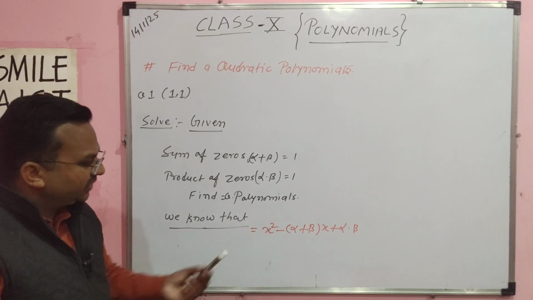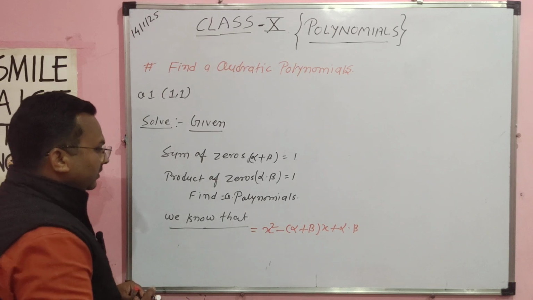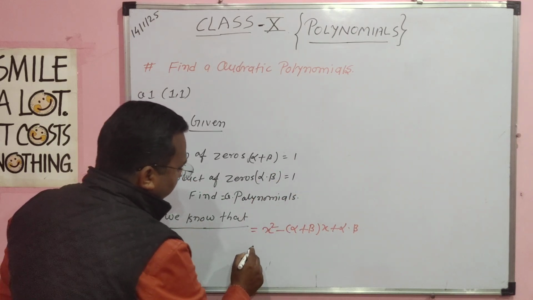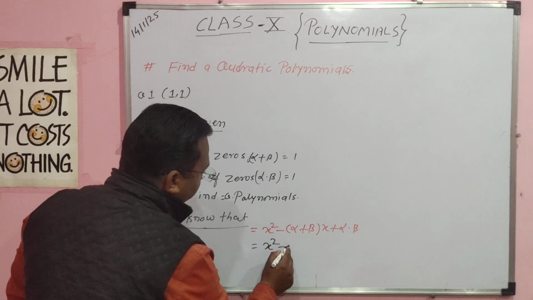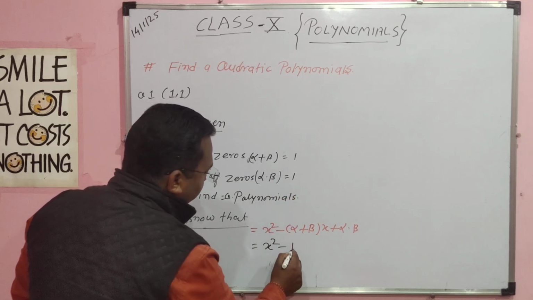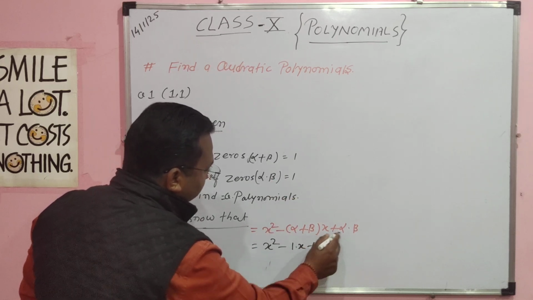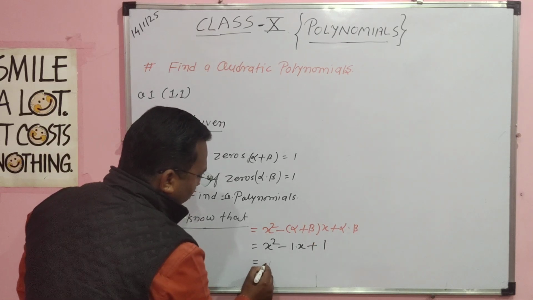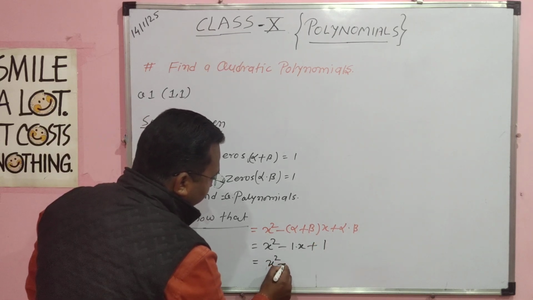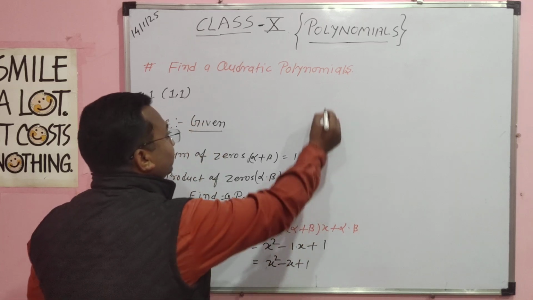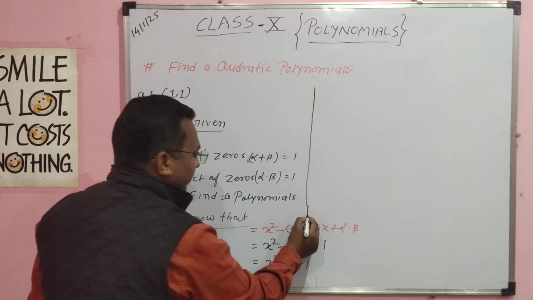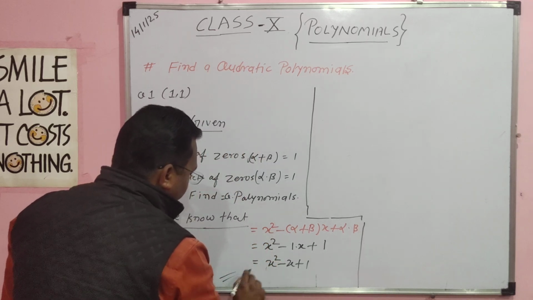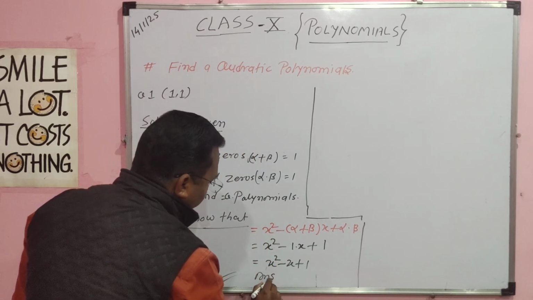So alpha plus beta, it means what? Sum of zeros. The sum of zeros is 1 and the product of zeros is 1. So x square as it is, minus alpha plus beta, which is 1, into x, plus the product of zeros, which is 1. Okay, so our polynomial is x square minus x plus 1. Easy or tough? Easy. Clear na? So that is the quadratic polynomial, and this is our answer also.